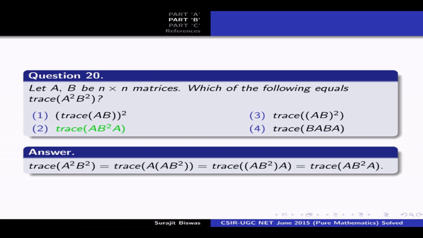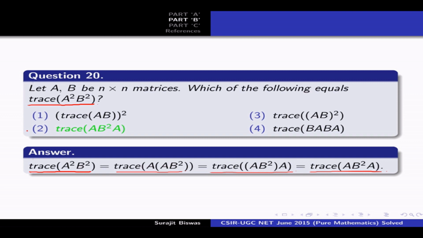Question number 20. Let A, B be n by n matrices. Which of the following equals trace of A square times B square? So note that trace of A square B square equal to trace of A times (AB) square. Now using the commutativity under trace, this is equal to trace of (AB) square times A, that is trace of (AB) square A. So the correct option is 2.